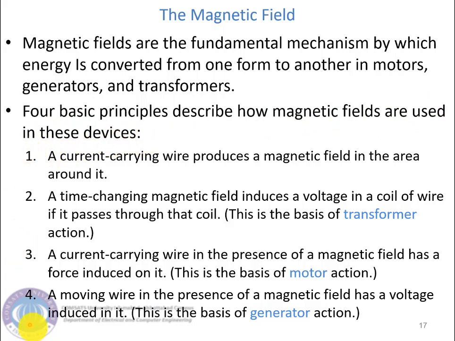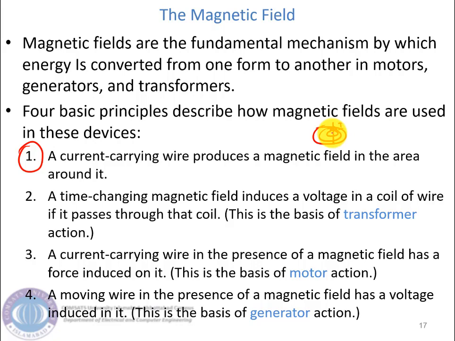The very basic one says that a current carrying wire produces a magnetic field in the area around it. It means if we have this wire and current is flowing in it, it will produce a magnetic field in the area around it. This is a very basic principle that we know from our physics and the basic principles of electric circuits and magnetic circuits, and the same basic phenomenon is what we are going to use here.